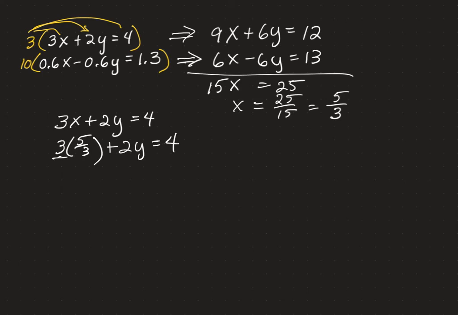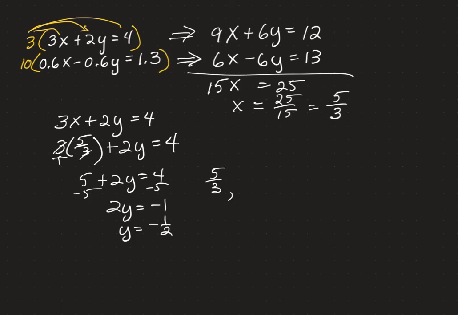Here we go. Now when I do this multiplication, look at that. Boom. My fraction disappears. Okay, subtract 5 from both sides, 2y equals negative 1. Well, I get a fraction again. Okay, negative 1/2. So my answer at the moment is 5/3 and negative 1/2.